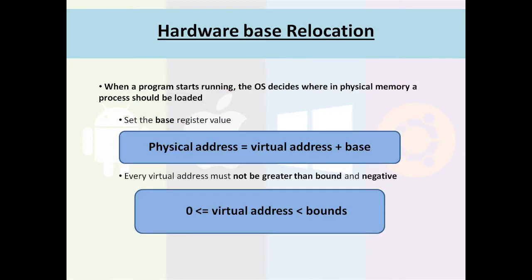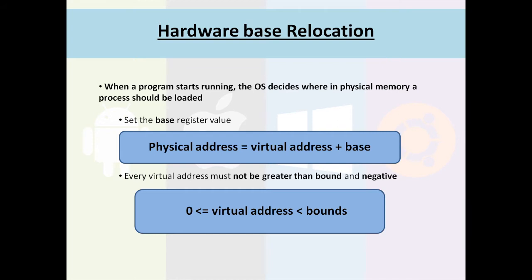So how do we do the calculation? Well, when a program starts running, the operating system decides where in physical memory a process should be loaded. And when it does this, it sets the base register value to be that location. Okay, and now if we want to translate from a virtual address to a physical address, we simply take the virtual address and add the base value, and this will give us our physical address in memory.